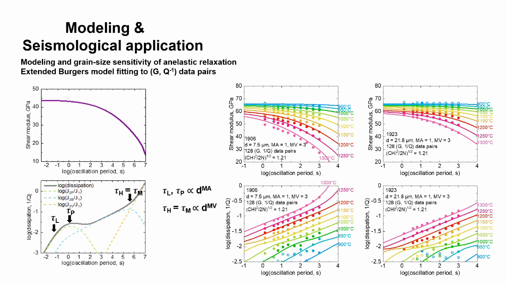To more accurately constrain the grain size sensitivity, we will soon test another sample with much closer grain size. The coming results will enhance our understanding of anelastic relaxation in olivine and allow more robust interpretation of seismic wave dispersion and attenuation in the upper mantle.